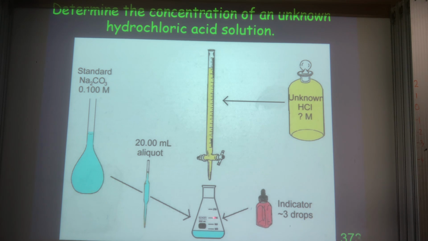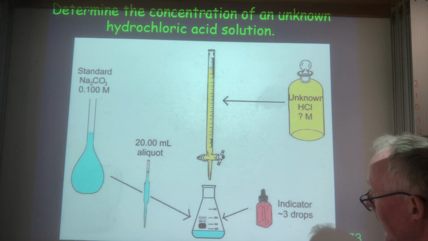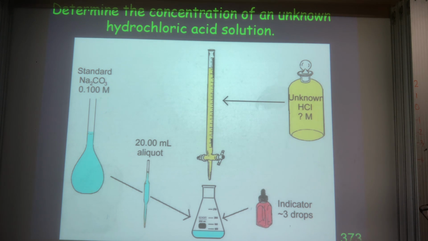We're going to add a few drops of an acid-base indicator. Then we're going to very carefully add our HCl. And when we've added just enough HCl to exactly neutralise the sodium carbonate, the indicator will change colour. We'll stop adding at that stage and we'll record the volume, at that exact point of neutralisation. Now, this is the standard setup, which is why I'm asking you to copy out this diagram into your book.